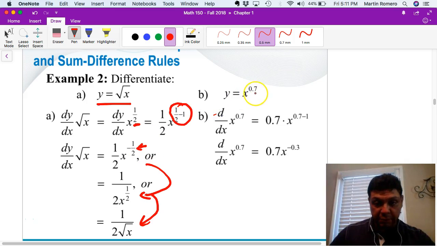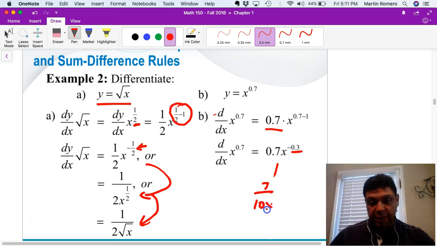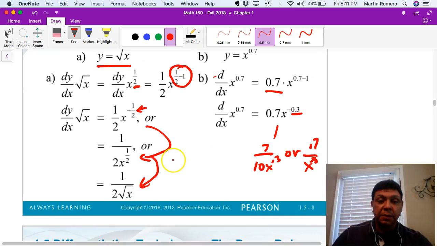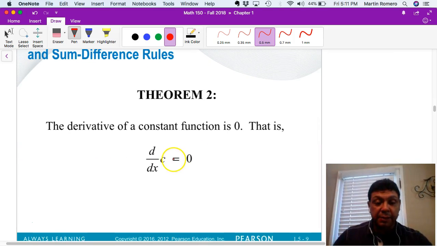You can also have something where the exponent is a decimal. The same rule applies. 0.7 subtract 1 is negative 0.3, and then you have that. Of course, that could also be 7 over 10 x to the 0.3, or 0.7 over x to the 0.3. Again, there are a lot of different ways to represent that. So the same rules apply in that case.